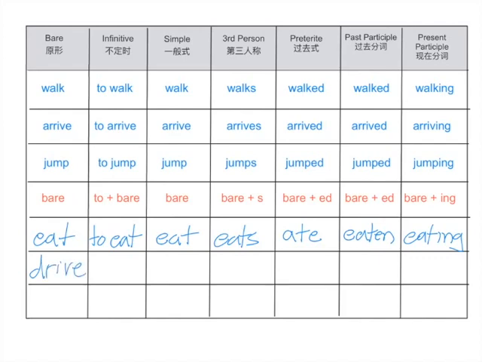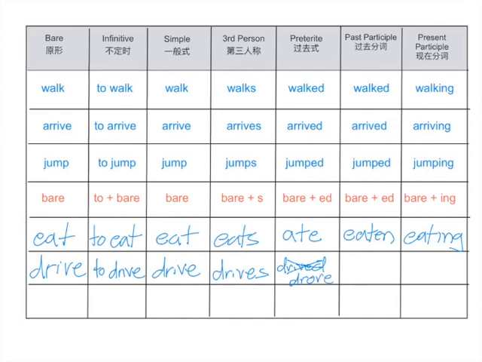Now, the bare form of the verb is drive. That means that the infinitive form would be to drive. The simple form would be drive. The simple third person would be drives. And then again, when we get to the preterite, we run into trouble and the verb stops following the rule. If the verb followed the rule, and drive was a regular verb, then the preterite would be drived. But that is incorrect. The preterite form of the verb drive is drove.